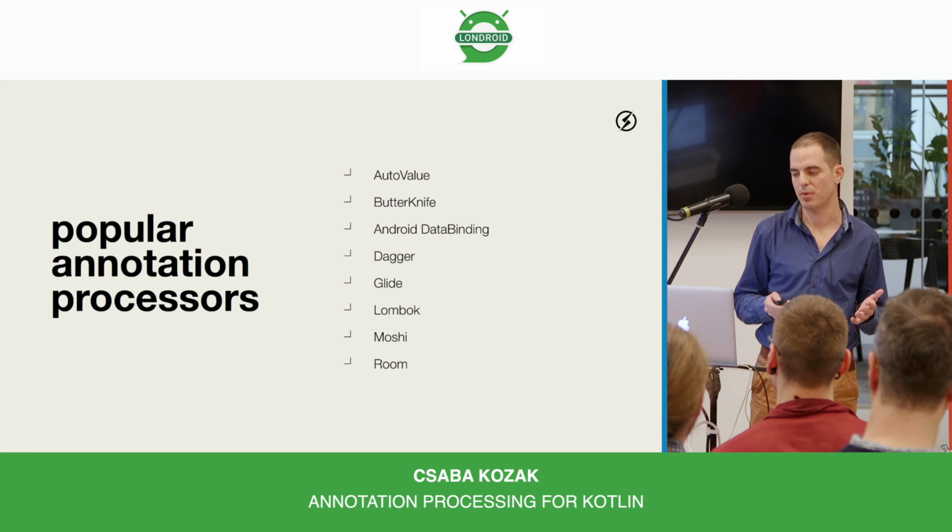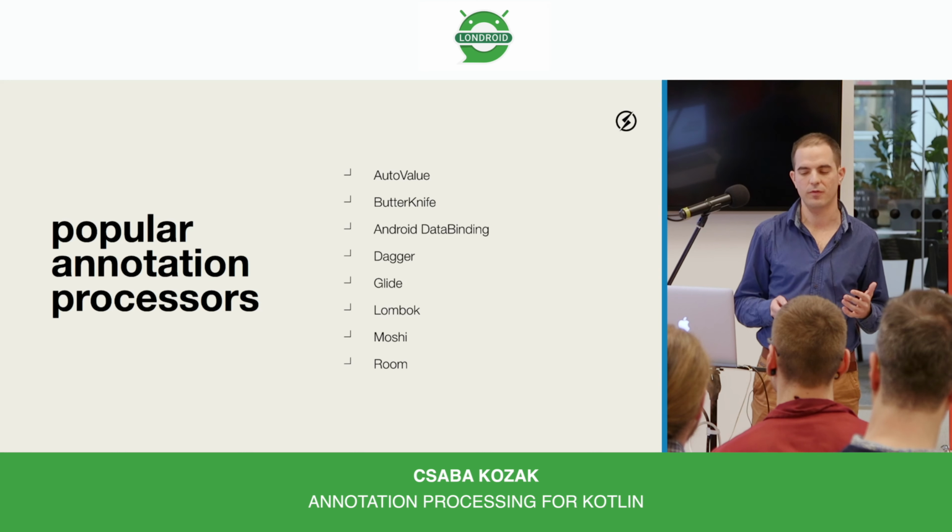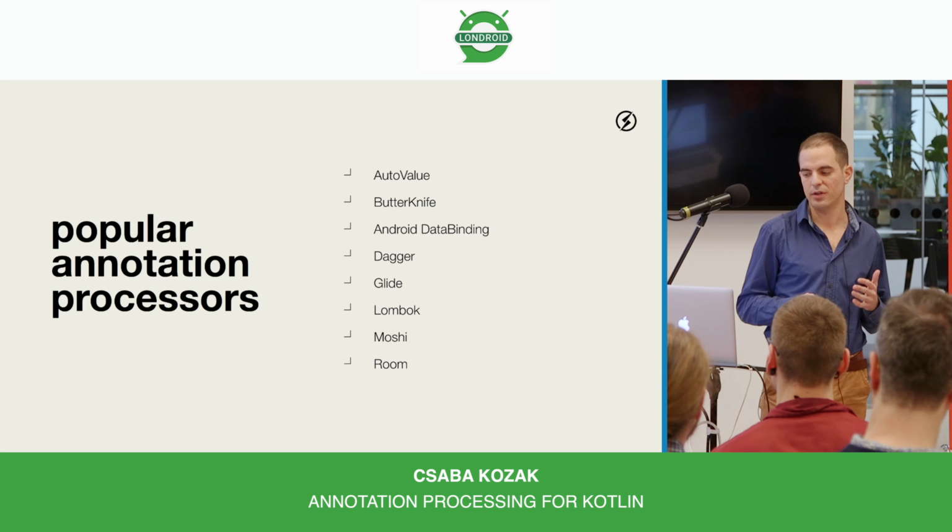Butterknife is an Android library. It can generate view and resource accessors. And the data binding framework for Android actually uses annotation processors in the backend. Dagger is a dependency injection framework, and it is also an annotation processor. It can be used on Android or the JVM.